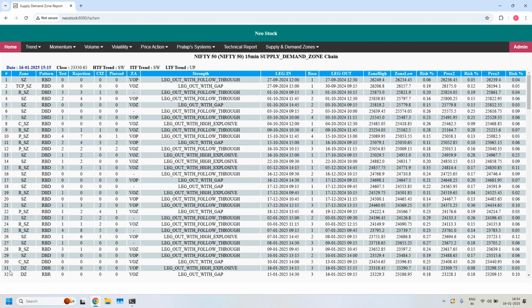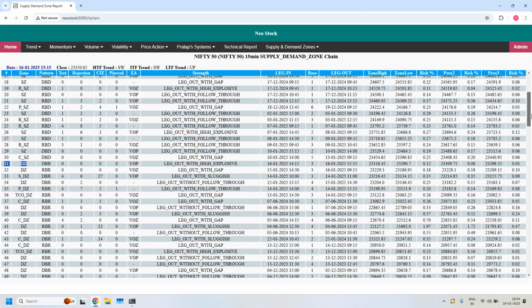All these are all supply zones. You have a demand zone here. So what I do, I will scroll the list down so that you can refer more demand zones. So this is the nearest demand zone and nearest supply zone.